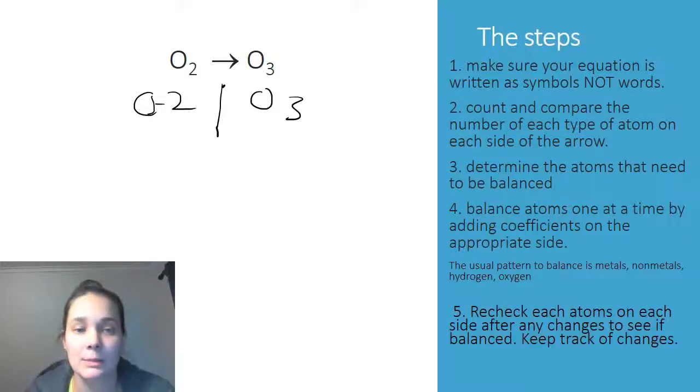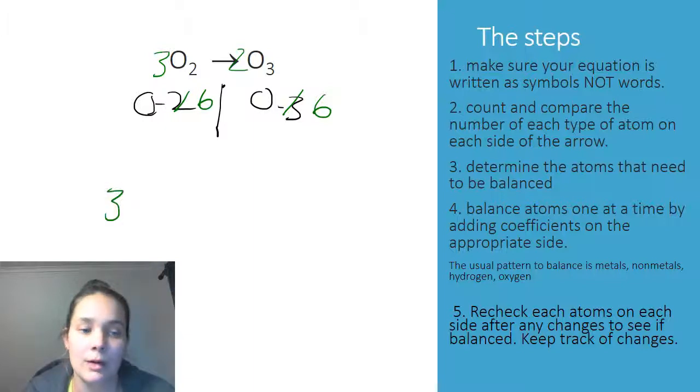Step 3, determine the atoms that need to be balanced. Both sides need to be balanced. I need to get the same number of each. If I add 2 here, 2 times 2 becomes 4. That's not going to get to 3. I need to make 3 an even number. And how can I do that? I can multiply it by 2, because then I'll turn my 3 into a 6. 6 divided by 2 would give me 3. 3 times 2 equals 6, and both sides are even.